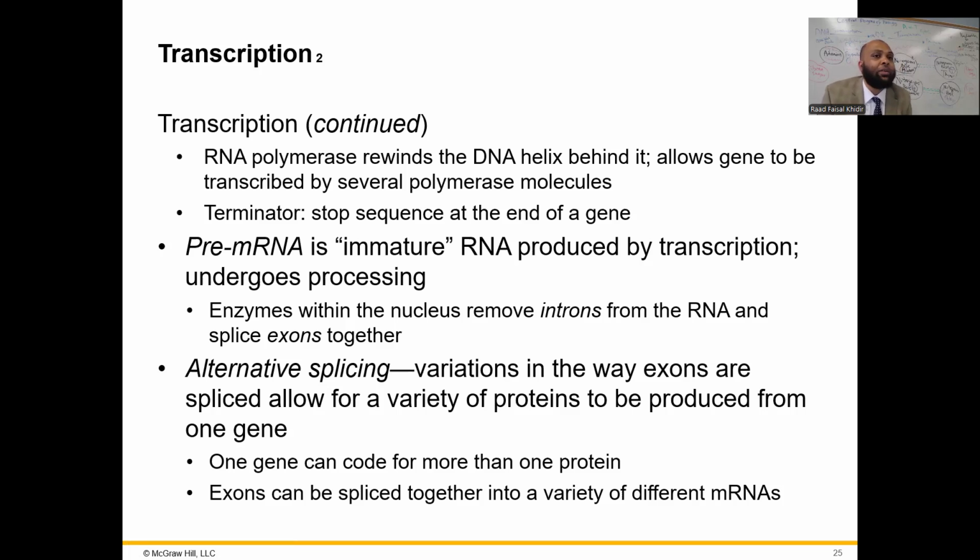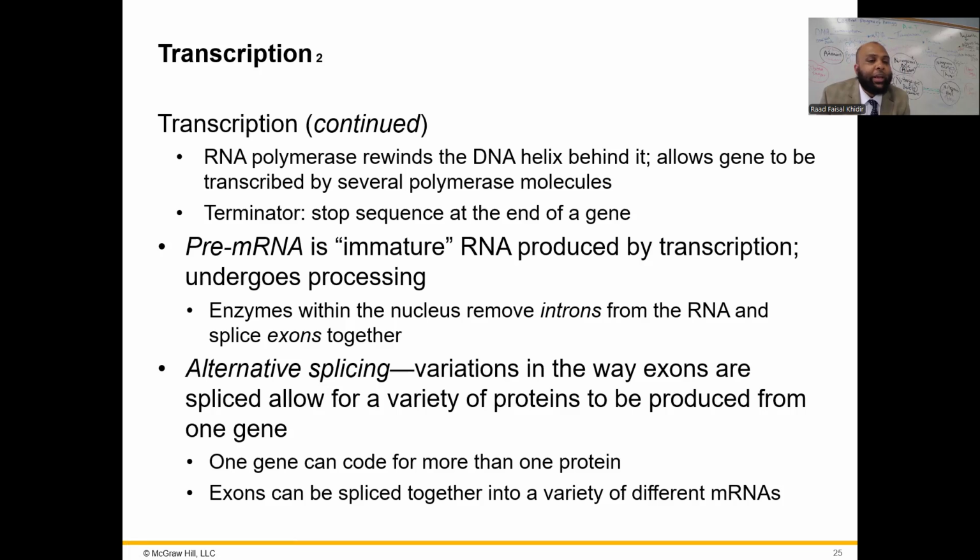And when we are transcribing, yes, the RNA polymerase transcribes, but it is not the only RNA polymerase transcribing. You have multiple ones transcribing. This allows genes to be transcribed by several polymerase molecules.